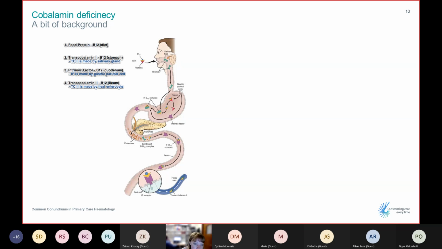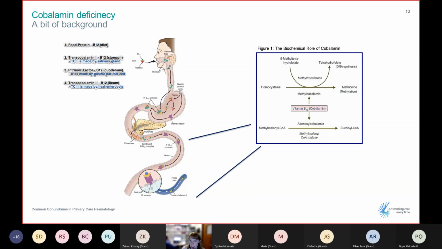These two then move into the small bowel, and it's here that proteases split the R binder from the B12, allowing it to bind to intrinsic factor. Intrinsic factor takes it down into the ileum, where it binds with intrinsic factor receptors, and the B12 is able to be absorbed into the bloodstream. And why is B12 so important? It plays a critical role in the pathways for DNA synthesis by converting homocysteine to methionine.